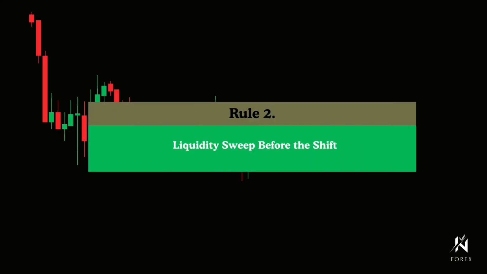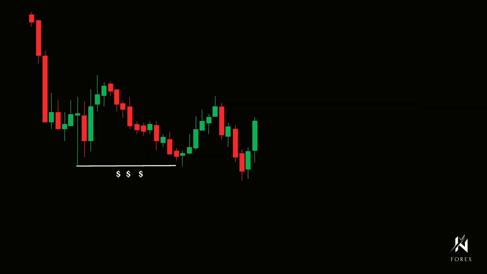Liquidity sweep before the shift. High probability CISD setups often emerge after the market grabs liquidity from either side. Liquidity pools naturally form around equal highs or equal lows, areas where retail traders place their stop losses. When the market sweeps through these levels, it triggers stop hunts, gathers liquidity, and prepares for a shift.